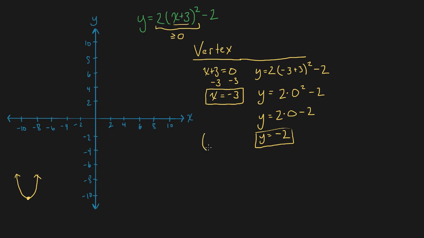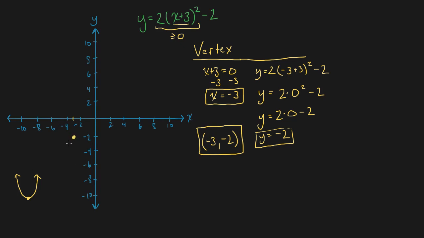We can write those as an ordered pair. Negative 3, subtract 2. So these are the coordinates of our vertex. So let's go ahead and plot the vertex over here in yellow. Let's see, so we're going to go to -3 on the x-axis, which will be right there, and then -2 on the y-axis, which will be right there. So this is our vertex.